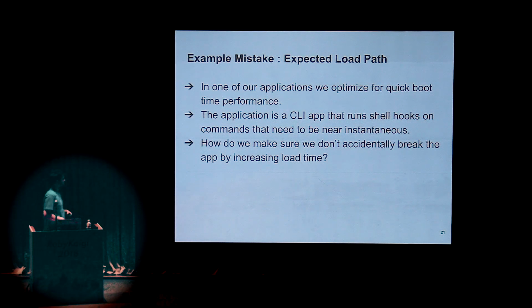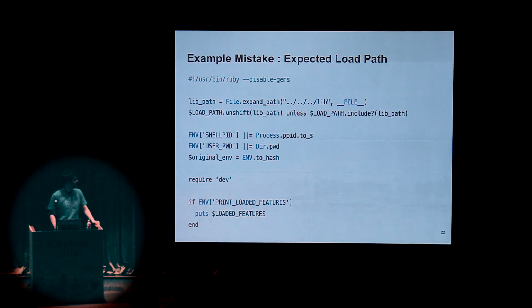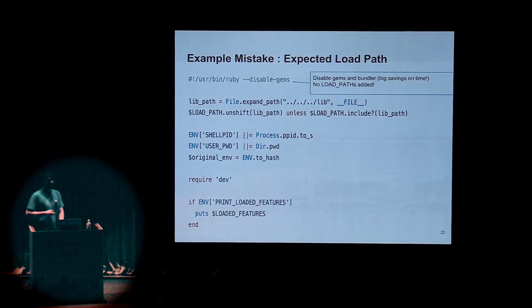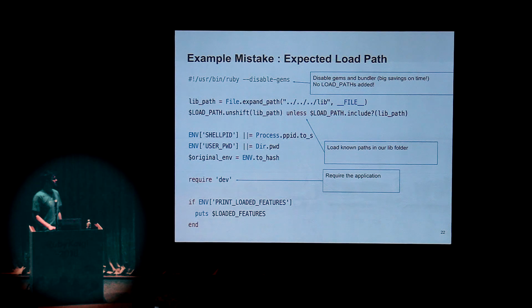Another example is in one of our command line applications. We optimize for a quick boot time, and so that means we want to make sure that the load path on boot is as small as possible. This is because we want things to be near instantaneous. So we need to make sure that we don't increase that load path by mistake. So here's the entry point. You'll notice a few things that we do to make sure that the load path is small. One of them is we disable gems, which means that we don't have any of the bundler load path in the application. We include specific libraries, and we require the application.